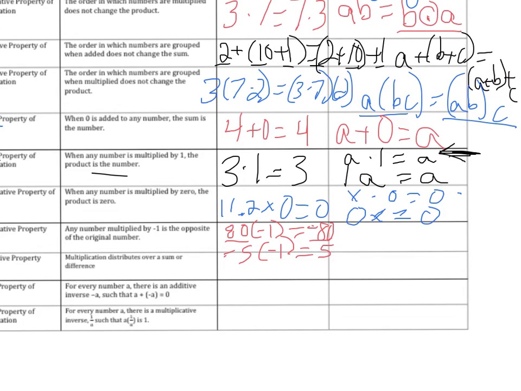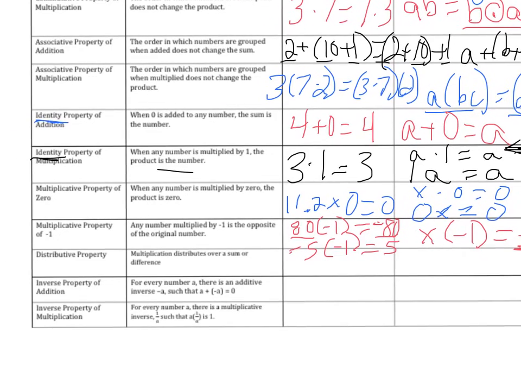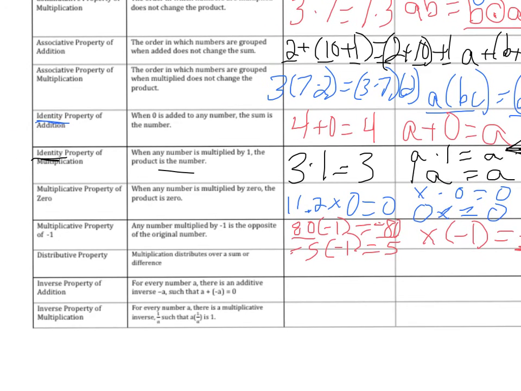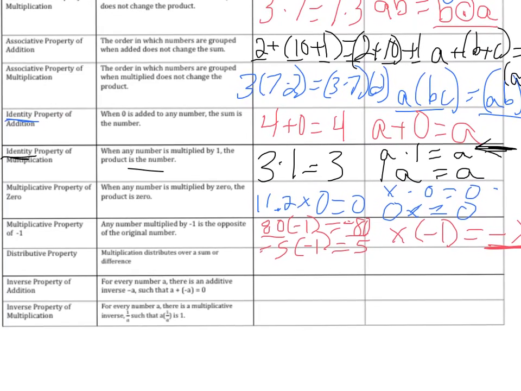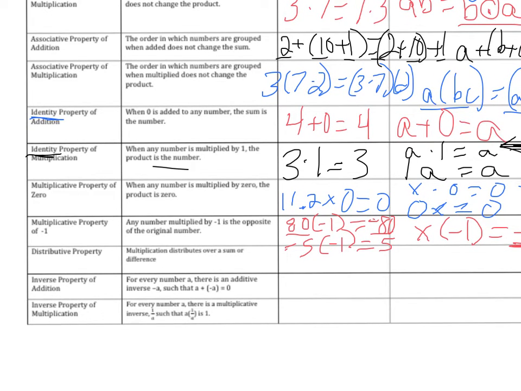So, for example, x times negative 1, we could just say negative x, which again means negative 1x, but we don't need the 1 due to the previous property that we looked at, the identity property of multiplication. So make sure that you have that written down.